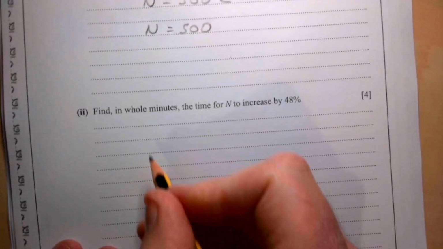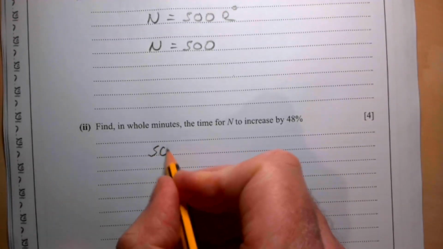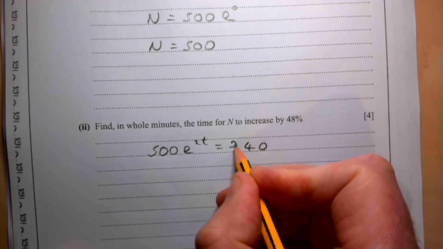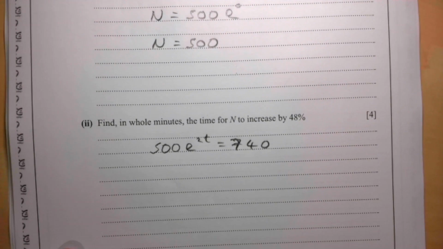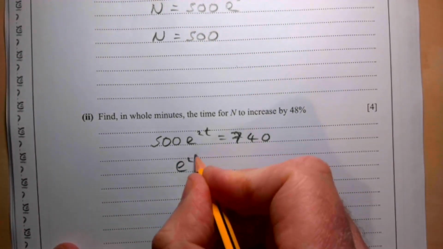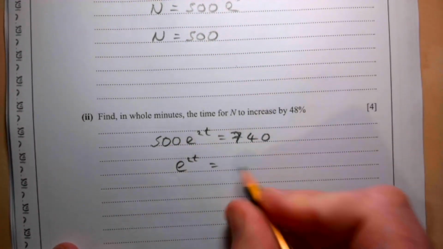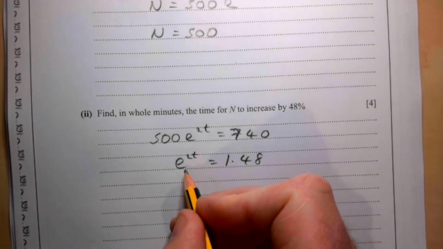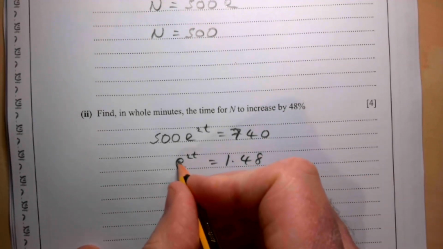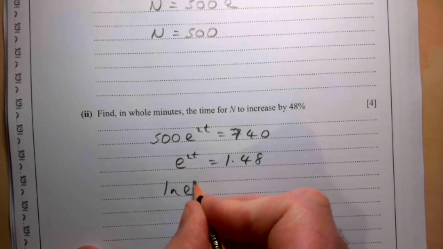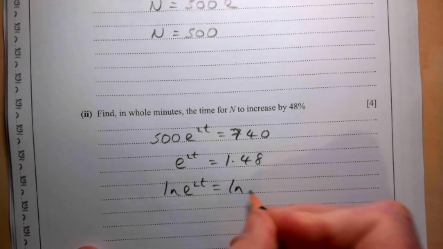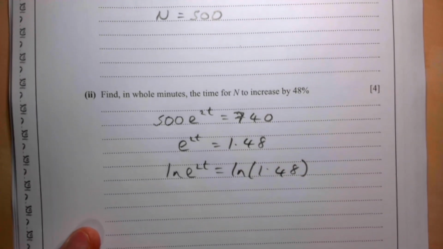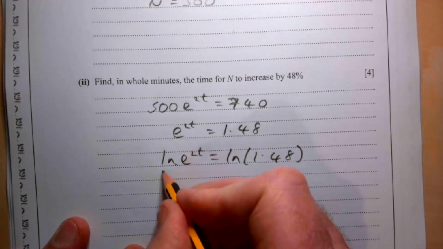So we want to work out the time at which 500 e to the 2t gives me 740. That gives me then e to the 2t equals 740 divided by 500, of course 1.48 again. And then we want to take natural logs of both sides. So if we do ln e to the 2t is ln 1.48. By laws of logs, we can bring the 2t to the front.